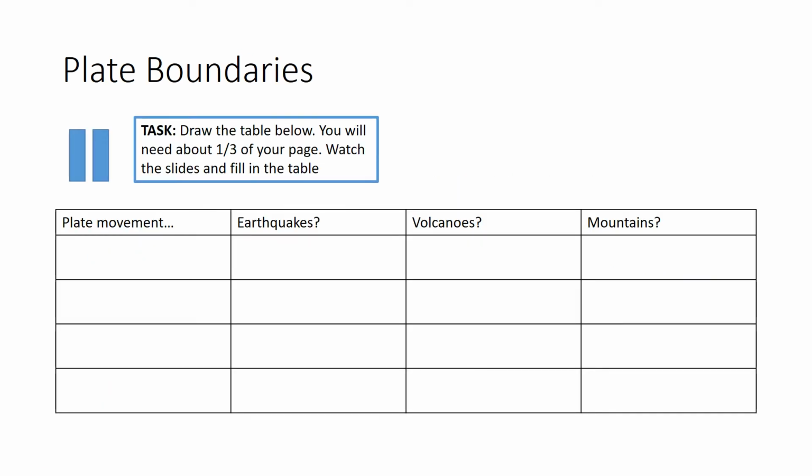Pause the video here and use a pencil and a ruler to draw out the table, and then watch the video for the next few slides of information on the different plate boundaries. You may want to pause the video as you get to each different plate boundary. What we would like you to then do is to read the information on the screen, listen to us talking, and write down the type of movement the plate is doing, whether it forms earthquakes, volcanoes, or mountains.